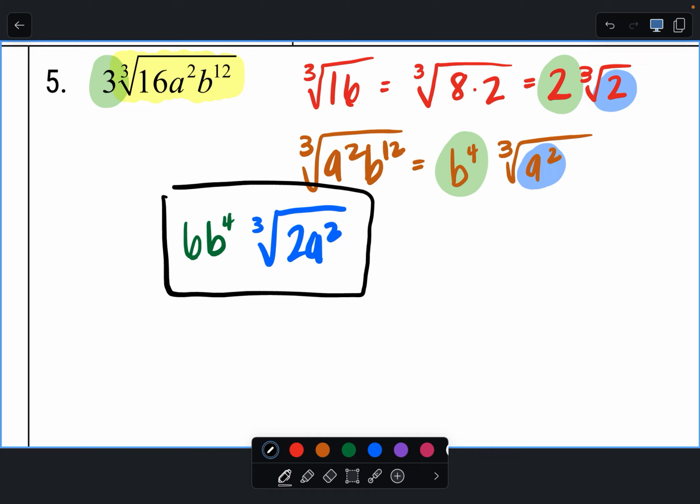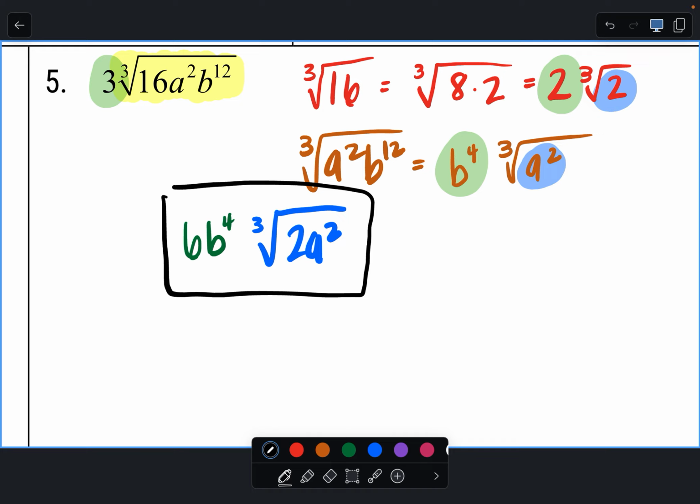It should be easy. Now, whenever you look at number 6 and number 7, everything that's in the radical cannot be simplified. There's no perfect squares that are factors of 15. There's no perfect cubes that are factors of 21. Those are things where I couldn't do anything to the problem.